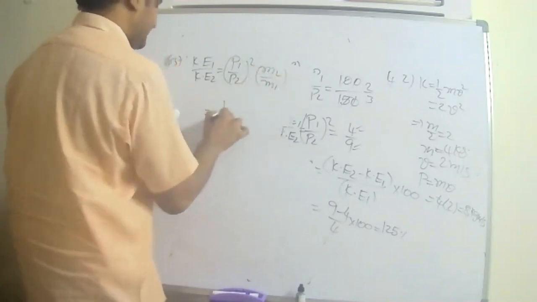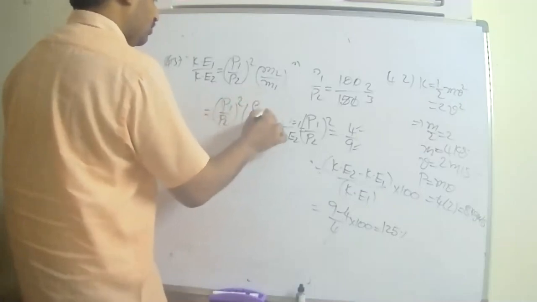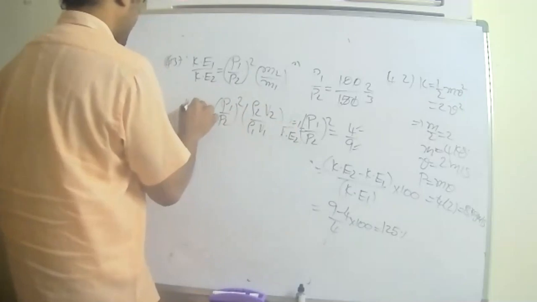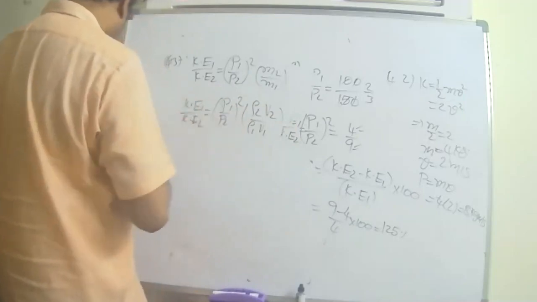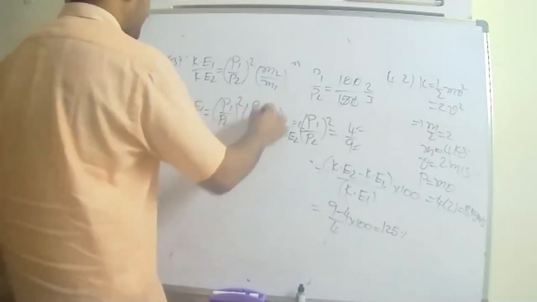Masses బదులు densities ఇచ్చాడు. So P1 by P2 whole square into ρ2 V2 by ρ1 V1, that is KE1 by KE2. So ratios find ఏమేమి ఇచ్చాడు? సేమ్ రేడియస్ సేమ్ కాబట్టి వాల్యూమ్ సేమ్.